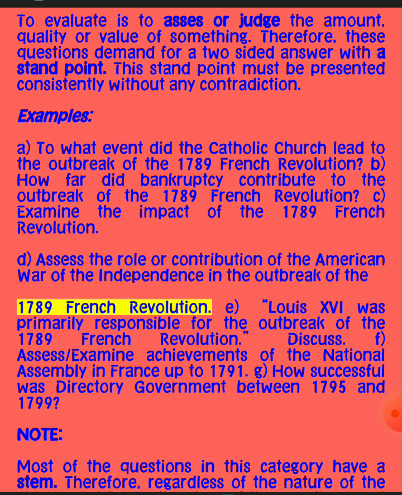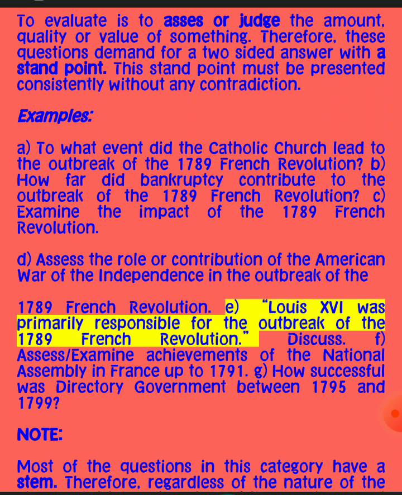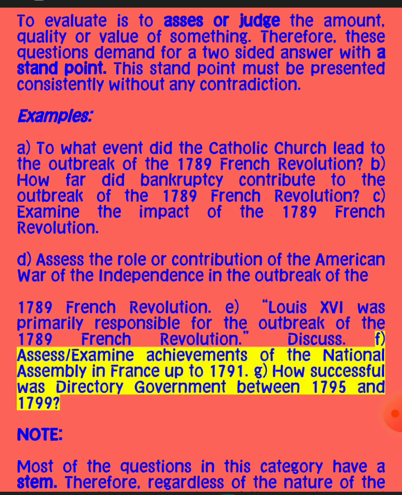1789 French Revolution. E. Louis XVI was primarily responsible for the outbreak of the 1789 French Revolution. Discuss. F. Assess, examine the achievements of the National Assembly in France up to 1791. G. How successful was the Directory government between 1795 and 1799?